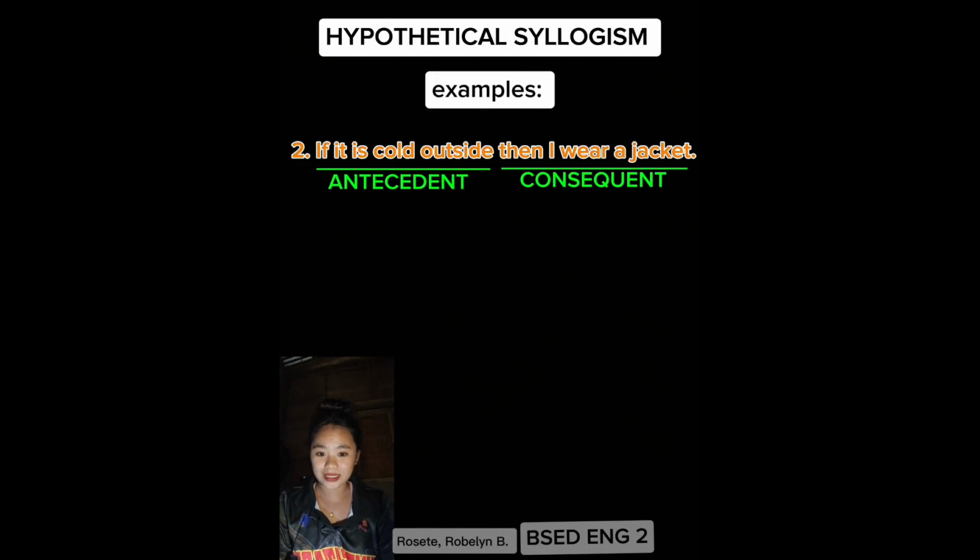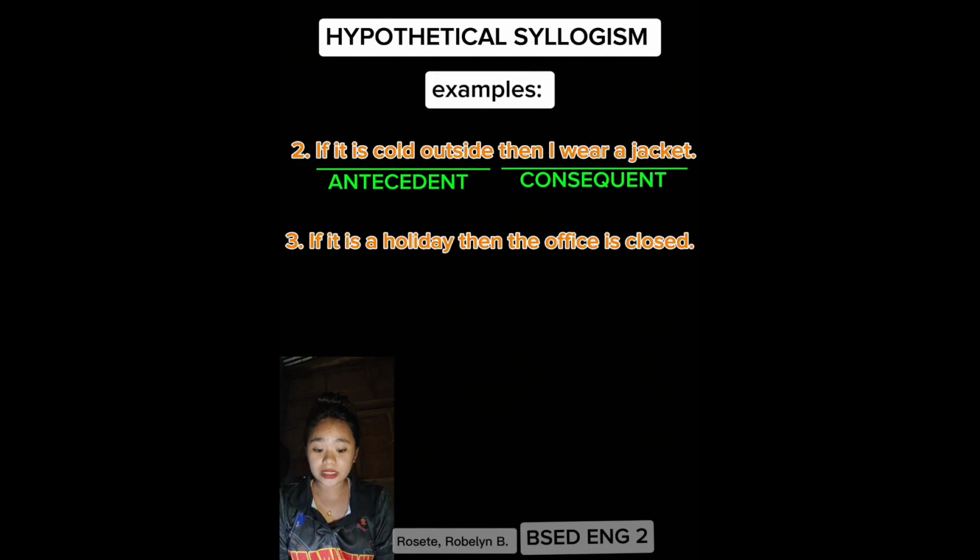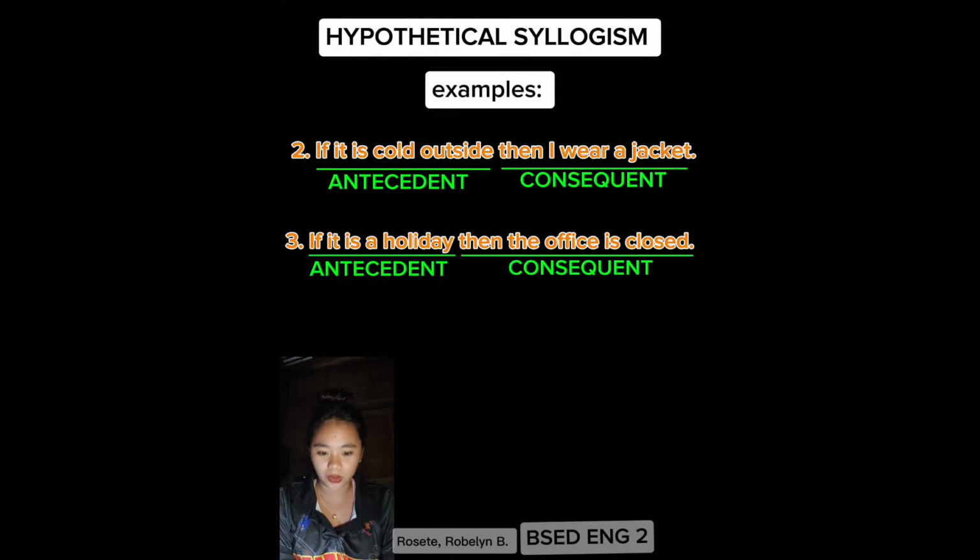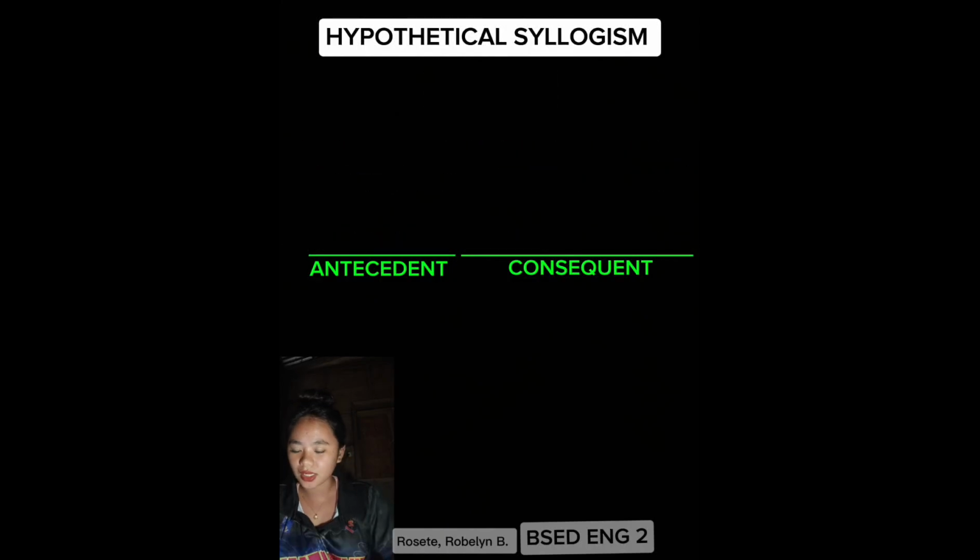Another example, the last example: if it is a holiday, then the office is closed. Our antecedent is "if it is a holiday," because there is an "if." The antecedent is something that goes before, while the consequent is something that goes after. Hypothetically, it needs to use the phrase "if" and "then." So the antecedent in that sentence is "if it's a holiday," while the consequence is "then the office is closed." That is the hypothetical syllogism.